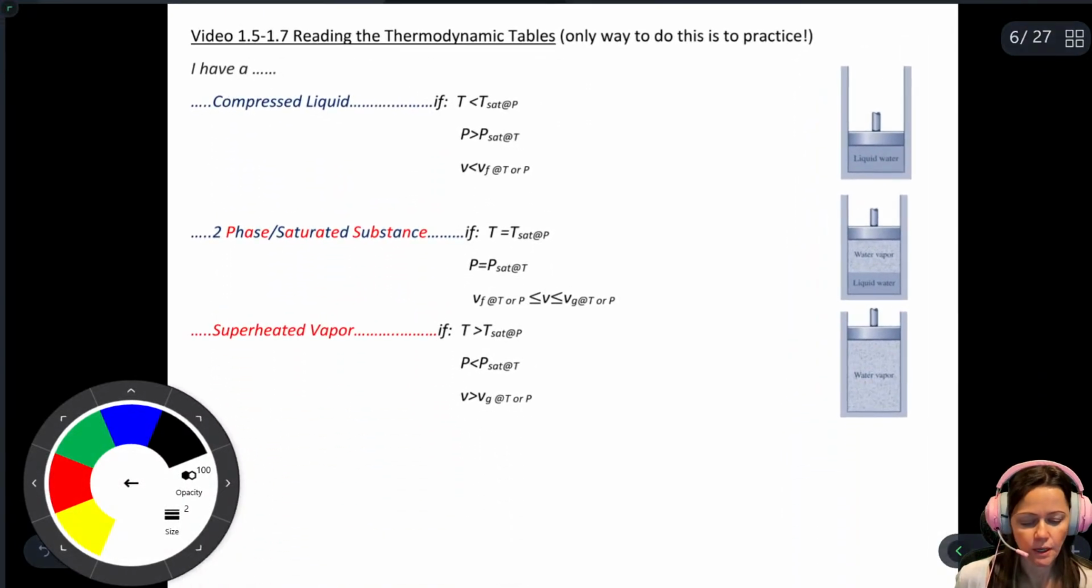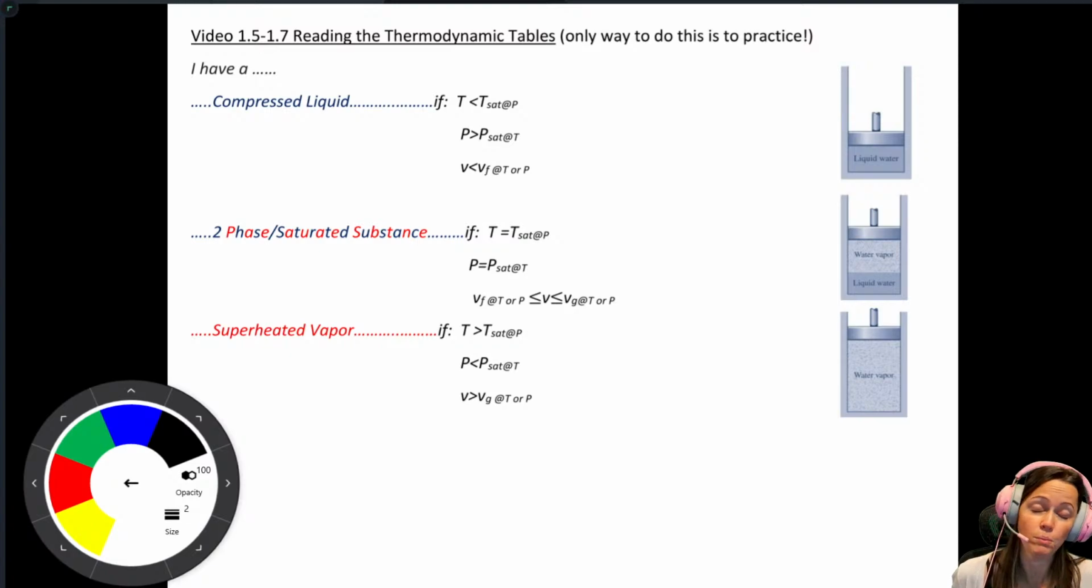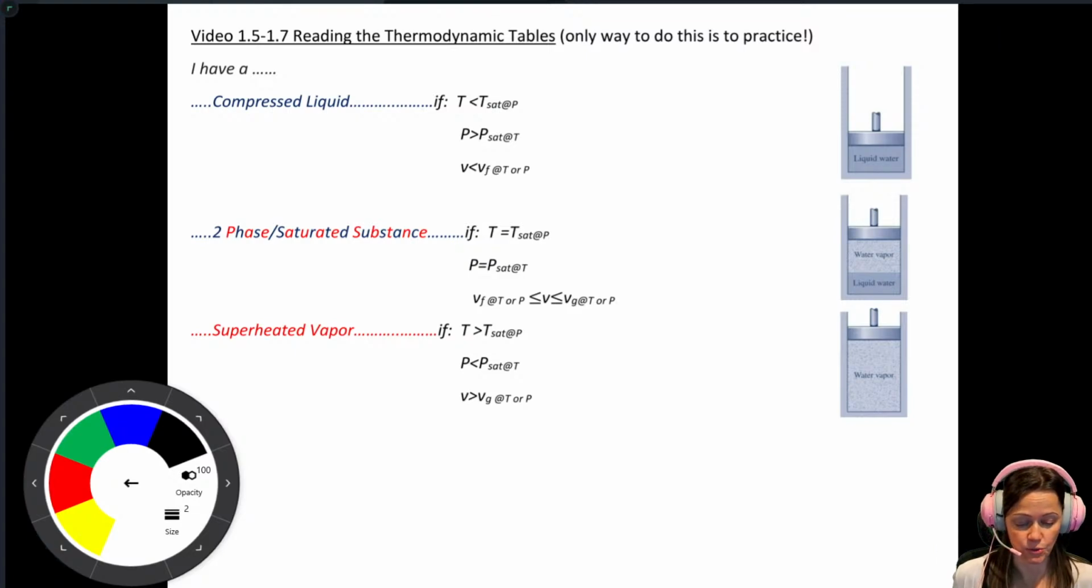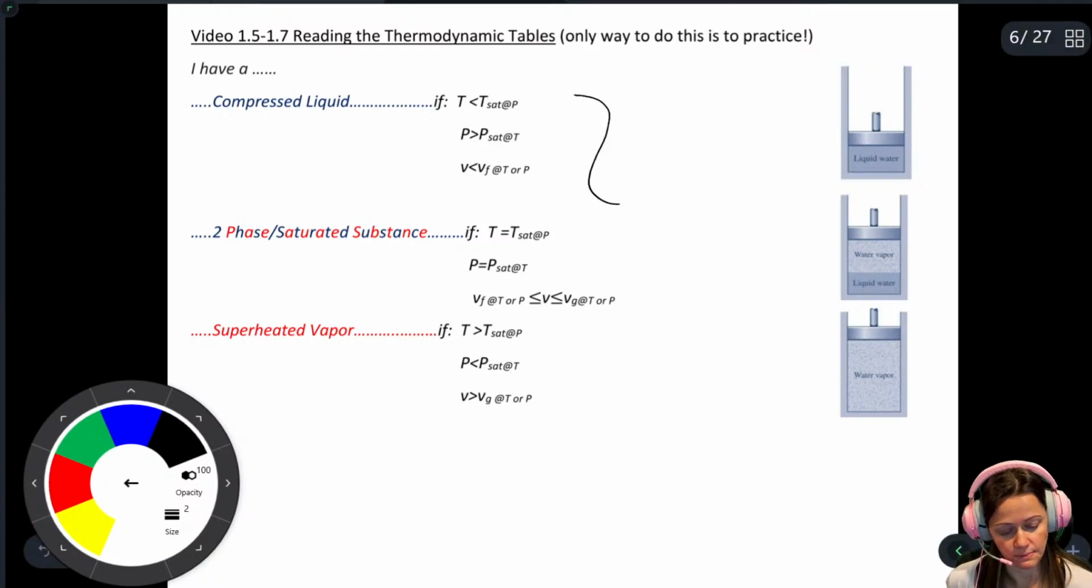If you've watched video 1.7, that's really the one where you figure out what phase you're in, but really all of them are important. I would encourage you to watch them so you understand why it is the way that it is. But the takeaway message is this: you have a compressed liquid if your temperature is less than the saturation temperature at a given pressure, or if your pressure is greater than the saturation pressure at a given temperature.